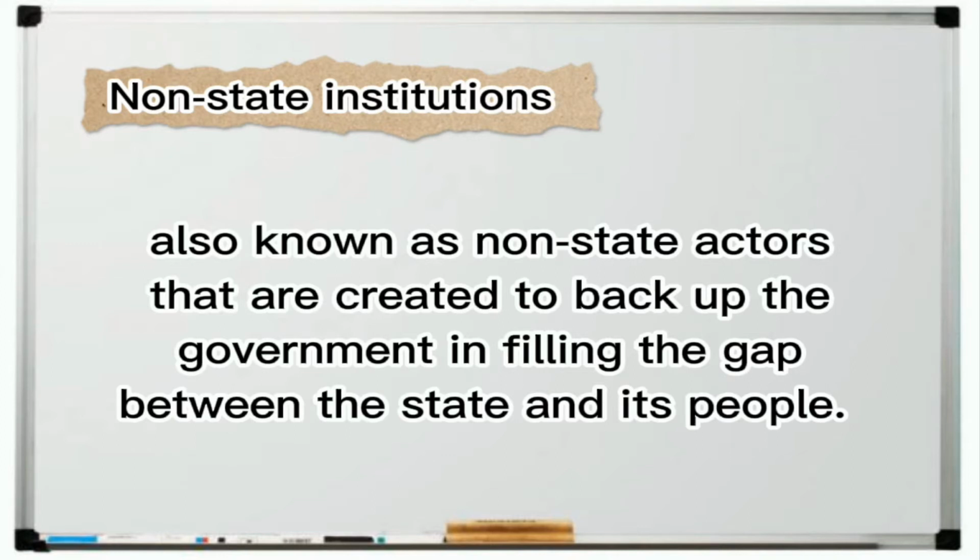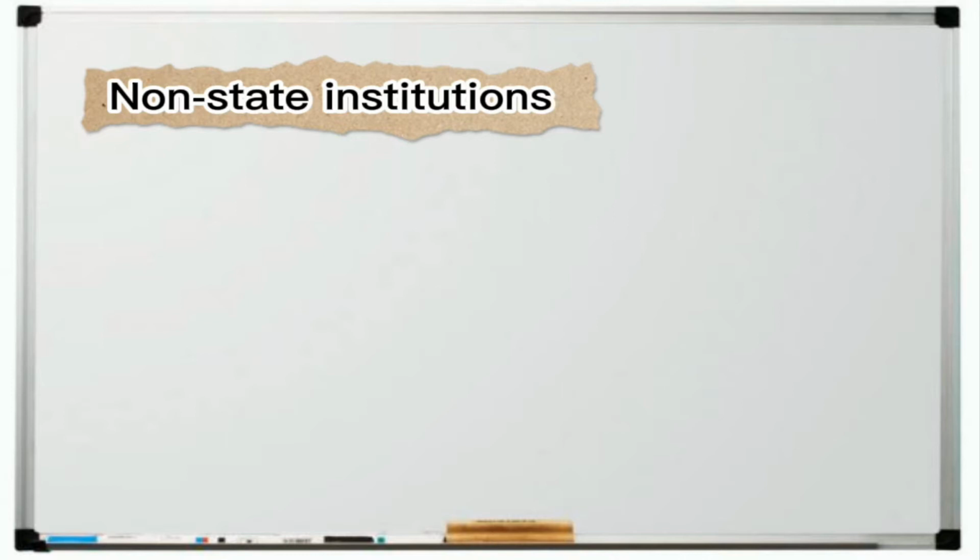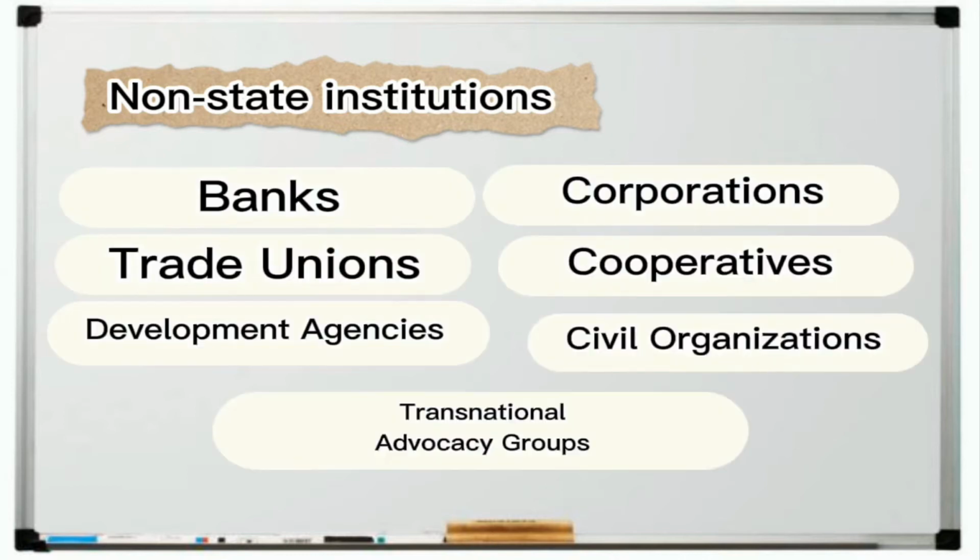The non-state institutions produce results to uplift the conditions of all people in the society. Banks, corporations, trade unions, cooperatives, development agencies, civil organizations, and transnational advocacy groups are examples of non-state institutions that are created to help and lift the conditions of all sectors in the society.